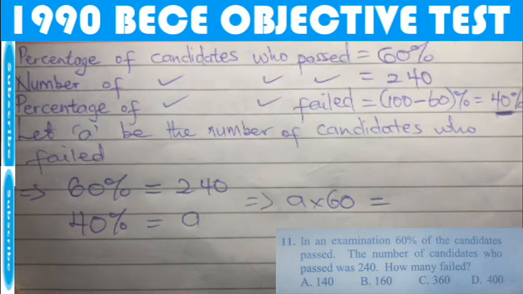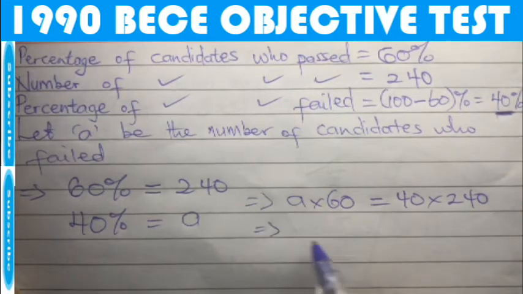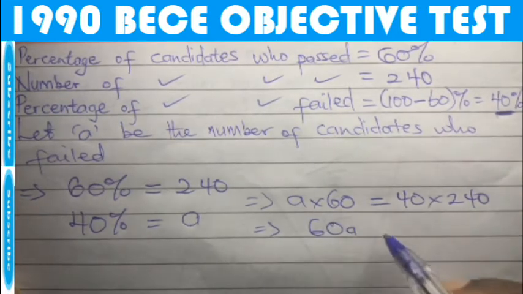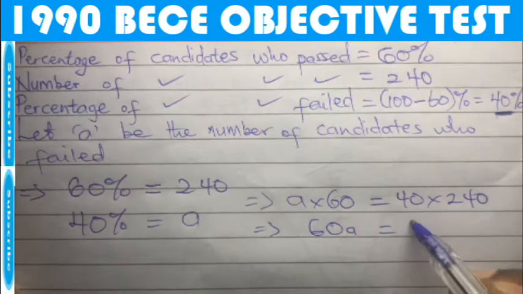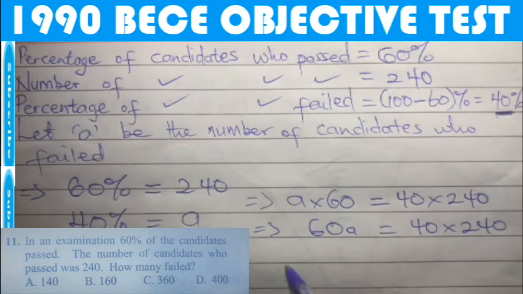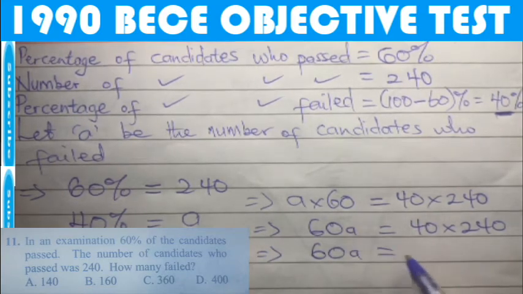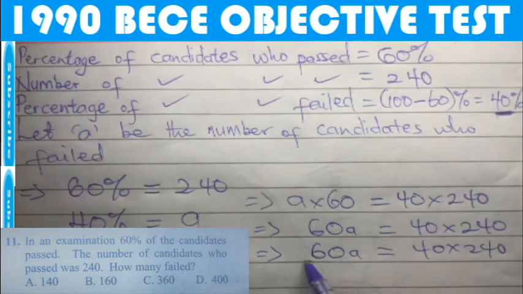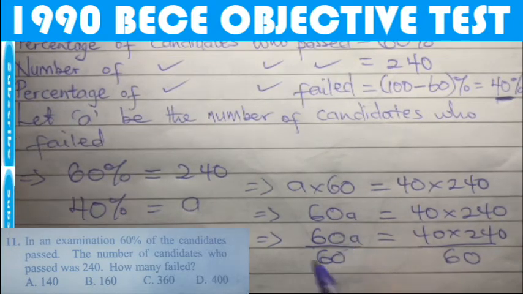And we equate that one to 40 multiplying 240. So this is what we have from here. This will give us 60A. Let me write this same thing over here: 40 times 240. And then let me rewrite this same thing again: 40 times 240. Now to find the value of A, we need to divide here by 60, and divide here also by the same 60. So 60 divided by 60, we have 1. So 1A, which is A.